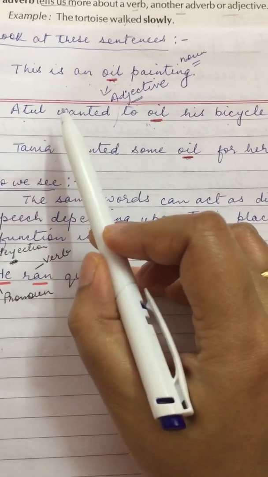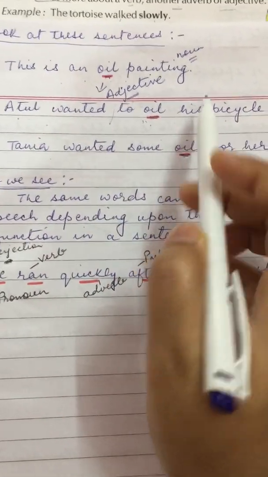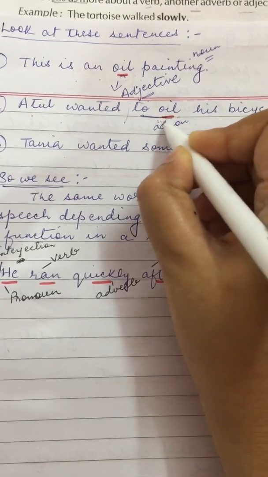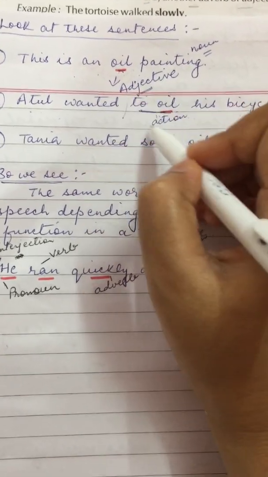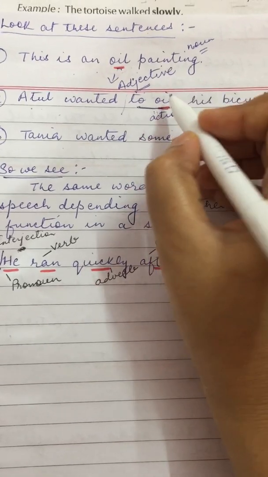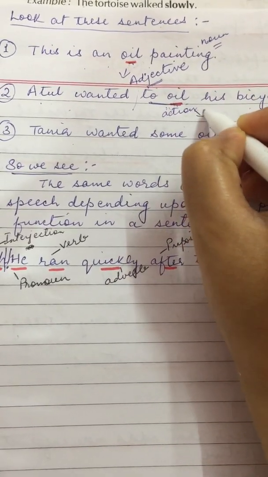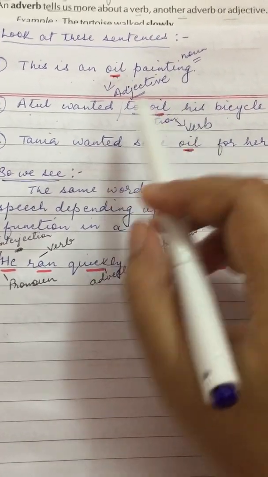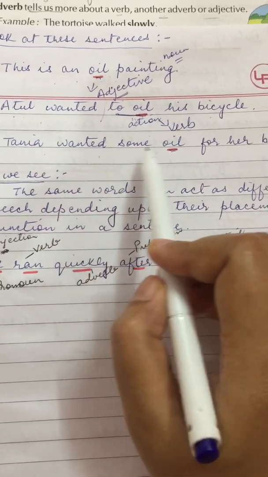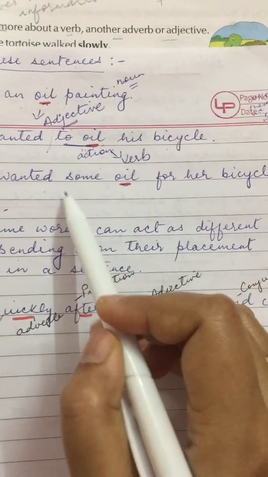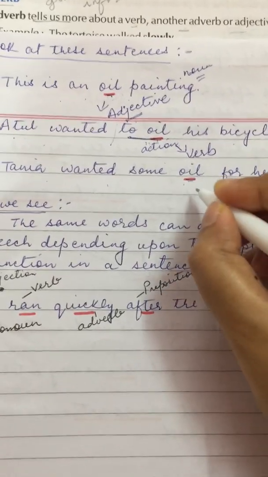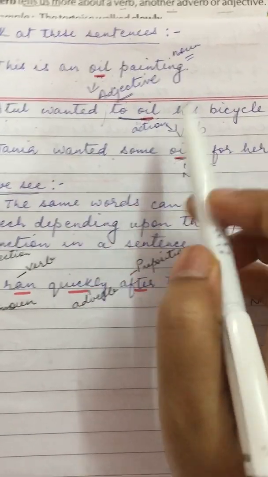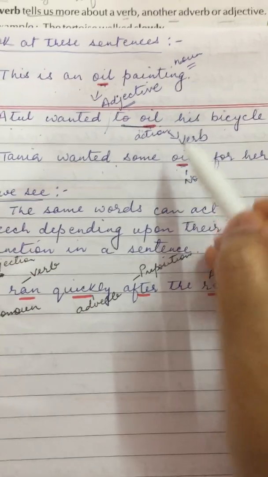Now, in the second sentence, Atul wanted to oil his bicycle. To oil. Now, this shows an action. An action is being performed. And so, this oil is a verb. It is functioning as a verb here. In the third sentence, Tanya wanted some oil for her bicycle. In this sentence, this oil is functioning as a noun because Tanya wanted some what? She wanted some oil.